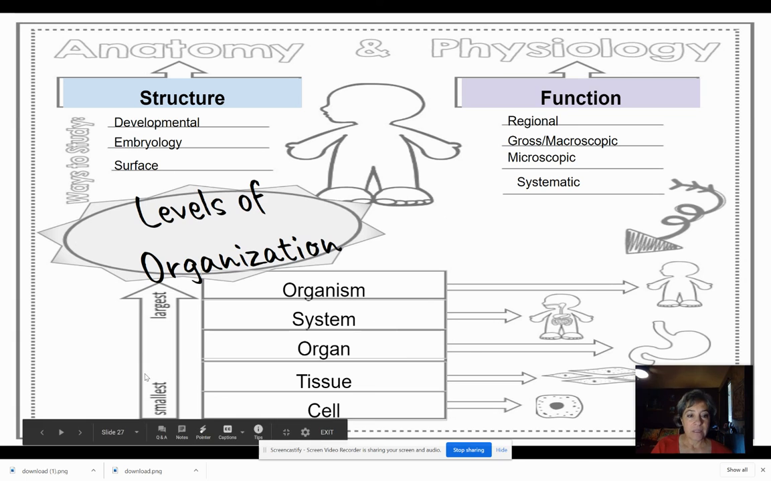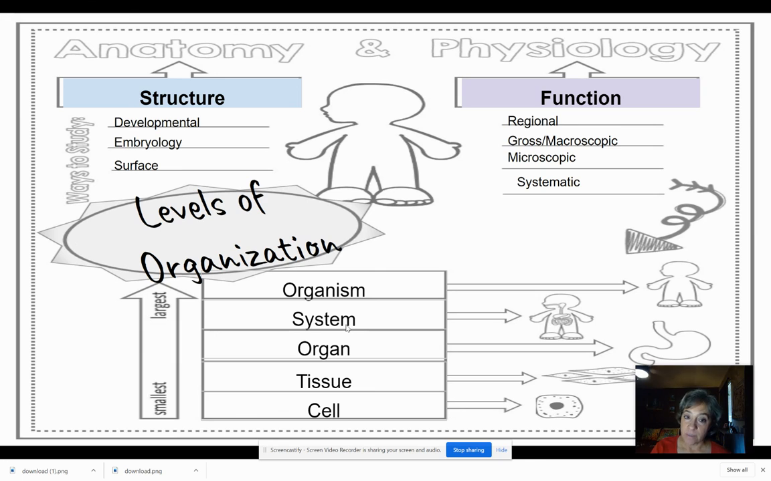All right, so again, this diagram shows you from smallest cell to the largest organism, there are different levels of organization. So we're going to be looking at this with our brief unit on cells and tissues, and then we'll get into body systems and study organs within the system that make up a healthy organism by maintaining homeostasis.